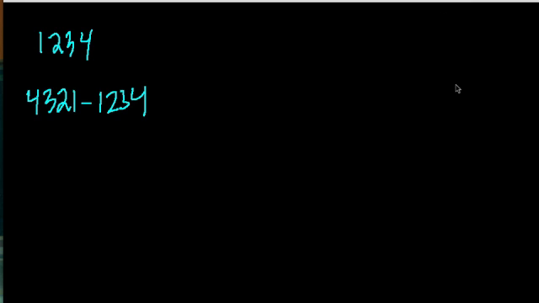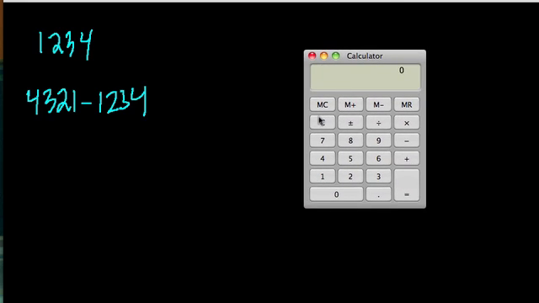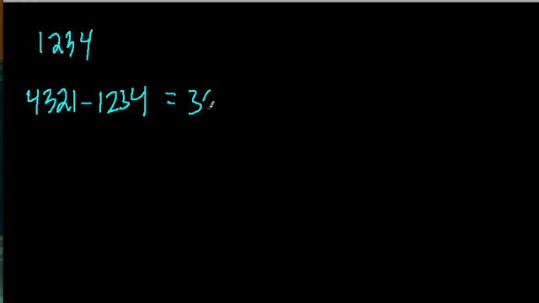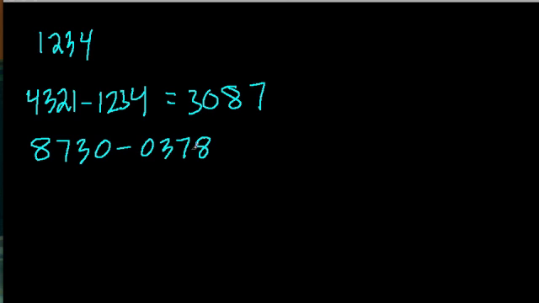Sorry about that. So here we go. By the time I open the calculator, it could have easily been done by hand. Sorry. 4,321 minus 1,234. We get 3,087. Now, this number, we want to rewrite it into its largest form, which is 8730, minus its smallest form, which is 0378, and that's just 378.